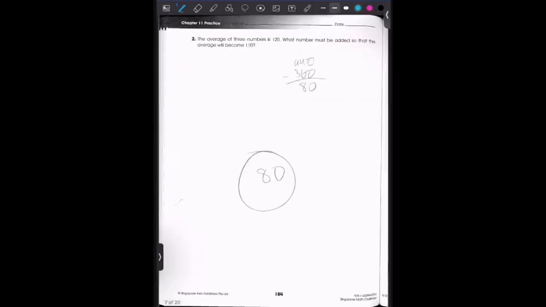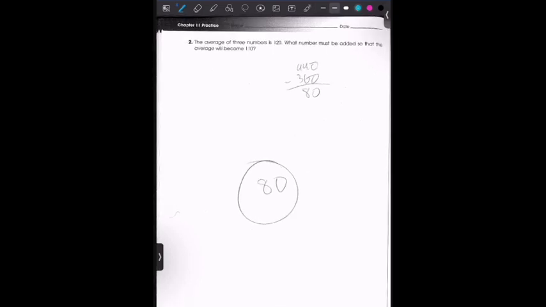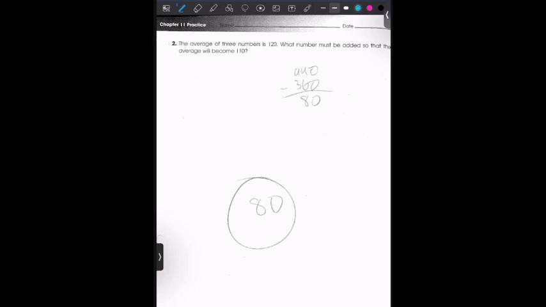Now we're going to take a look at problem 2. The average of three numbers is 120. What number must be added so that the average becomes 110? So this is a similar type of problem. So the total of the three numbers is going to be average times the number of units. So three numbers, so that's going to be 3. So the total is going to be 360. Now a number x is going to be added to 360.